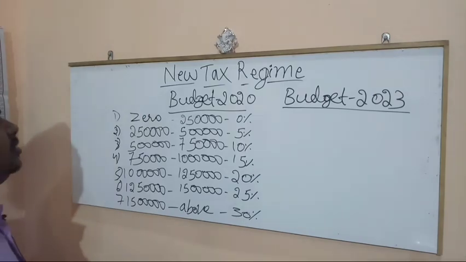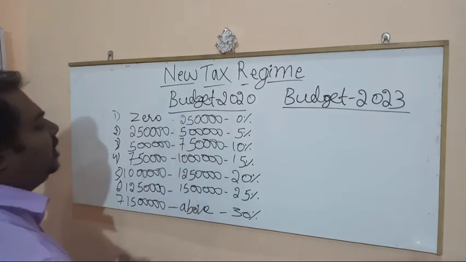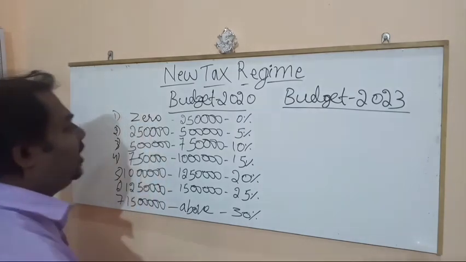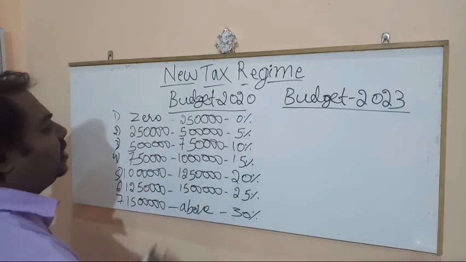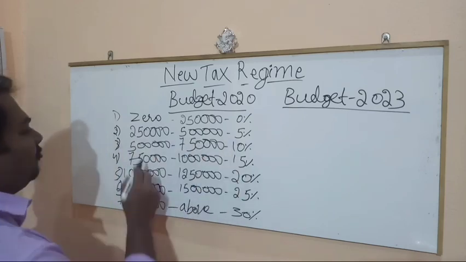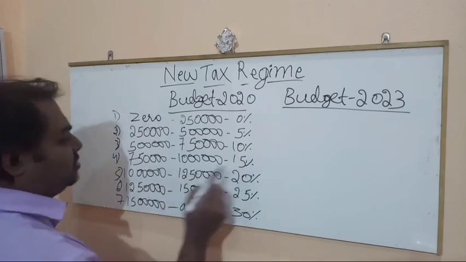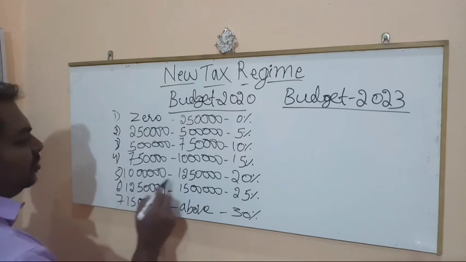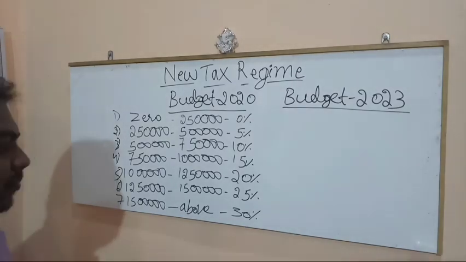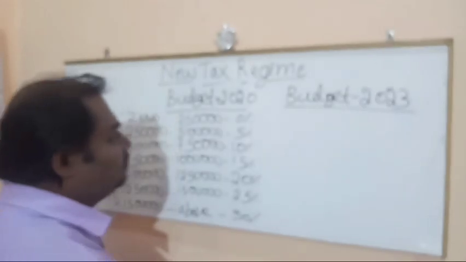In the old tax regime, there was the exemption till 2,50,000 rupees. In 2020, for each slab they have increased 2,50,000 rupees. That is made to 0 to 2,50,000 zero tax. From 2,50,000 to 5 lakh it is 5%. From 5 lakh to 7 lakh 50 it is 10%. From 7 lakh 50 to 10 lakh it is 50%. From 10 lakh to 12 lakh 50 it is 20%. From 12 lakh 50 to 15 lakh it is 25%. And anything above 15 lakh will be taxed at 30%.